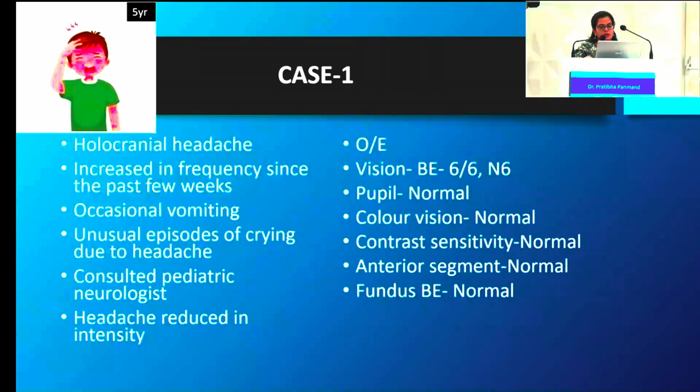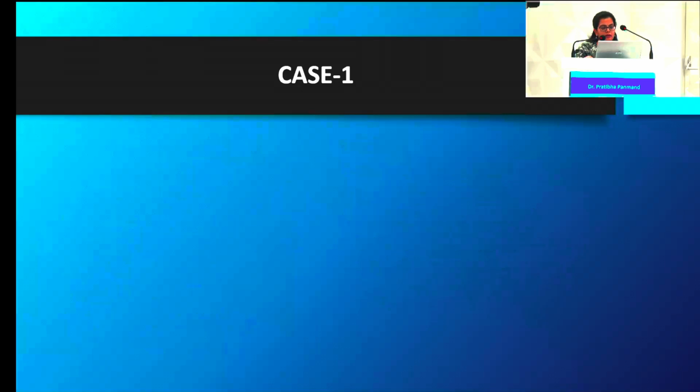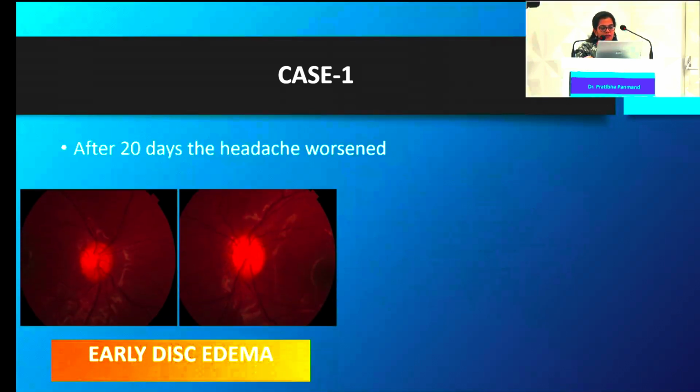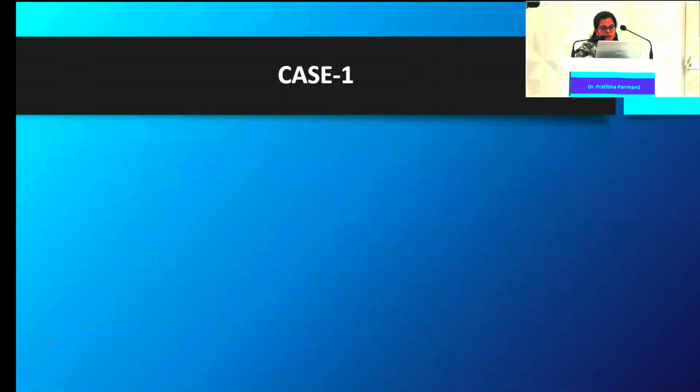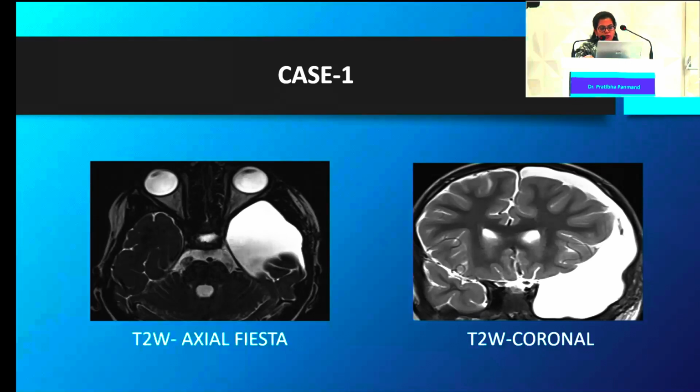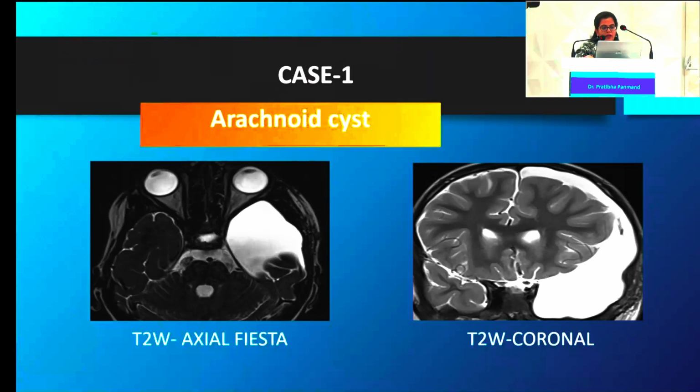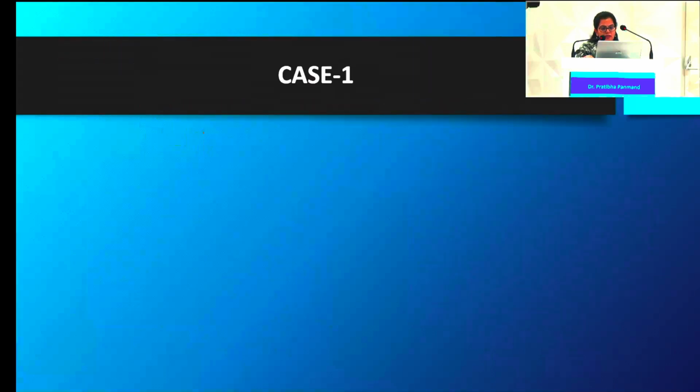When he presented to us, the visual acuity was 6/6 in both eyes. Pupil, color, contrast, anterior segment and fundus were absolutely normal. After 20 days, the headache worsened, and at this visit we can see the presence of early disc edema, and there was SAF on B-scan ultrasound. So this child was neuro-imaged and was noted to have a very large cystic area in the left temporal region, and was diagnosed to have an arachnoid cyst.